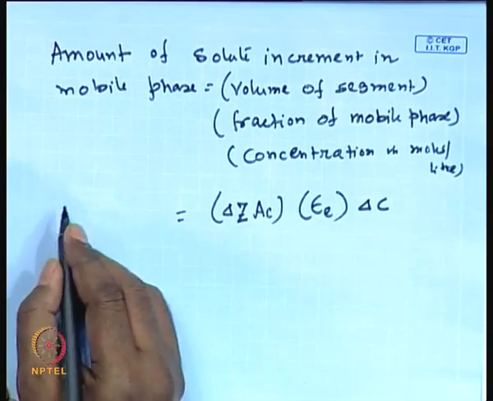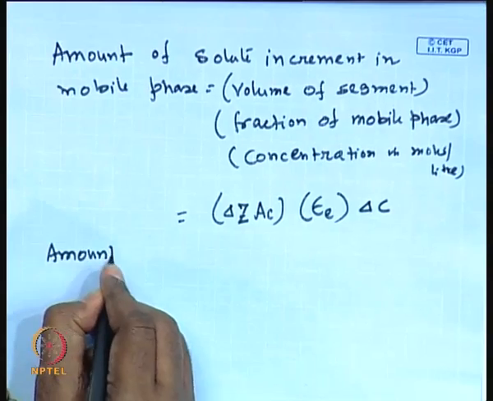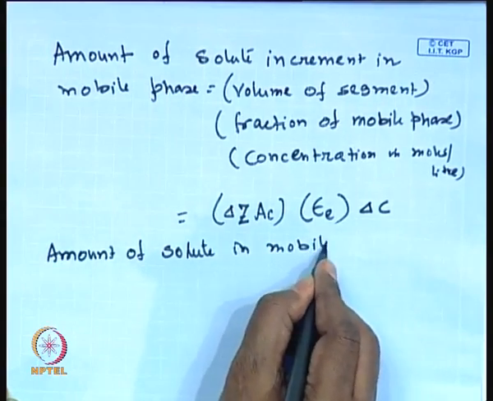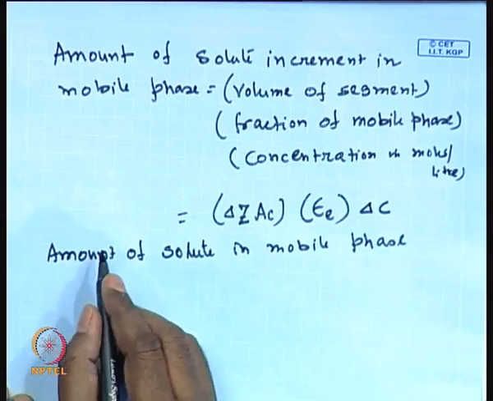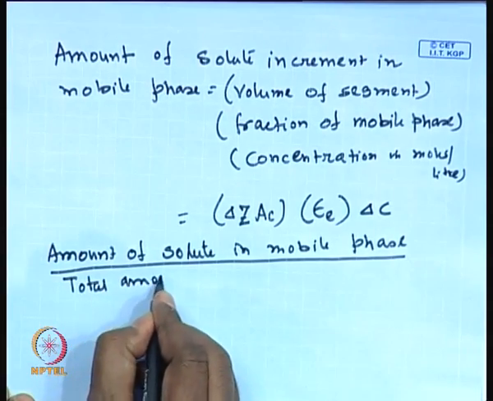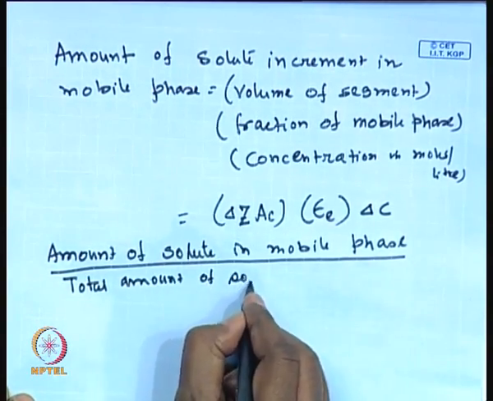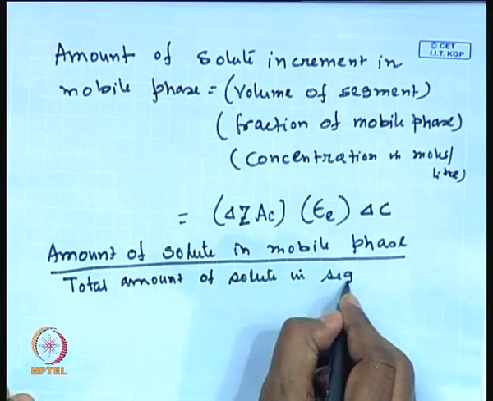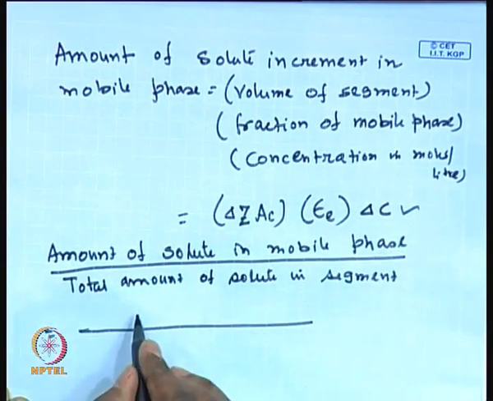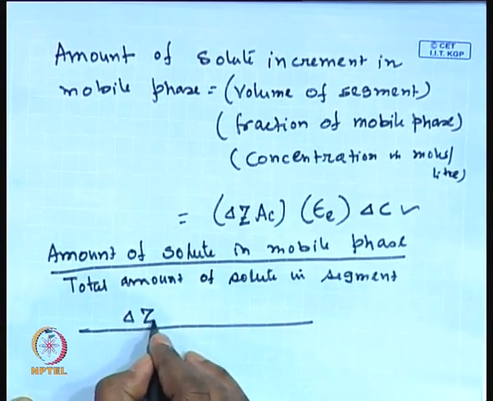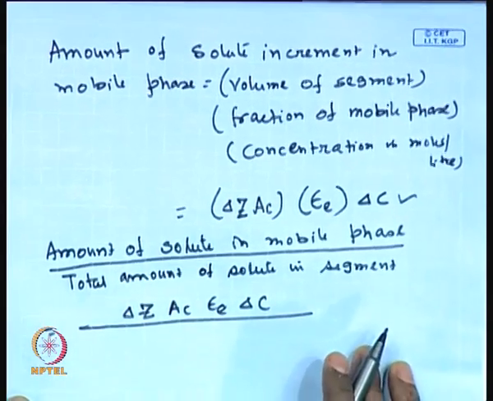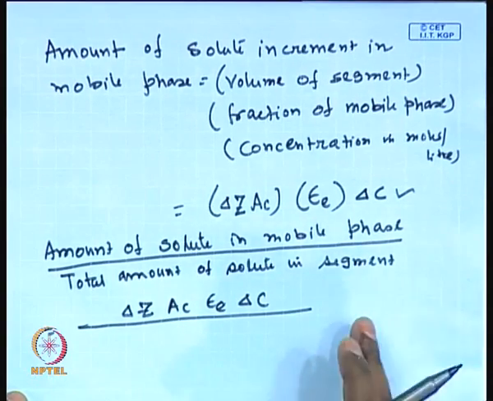Okay. So, the amount of solute in mobile phase divided by the total amount of solute in the segment will be what? The amount of solute in mobile phase will be given by this quantity. So, you put this value in the numerator, delta z AC epsilon e times delta C, and the total amount of solute present in the segment, that means in the column itself, will be in three locations.